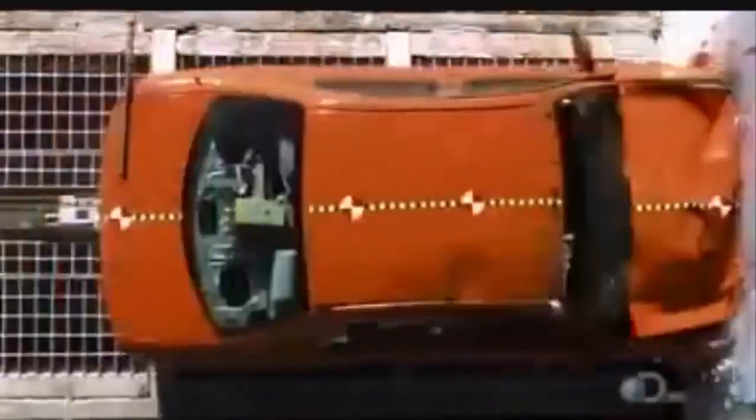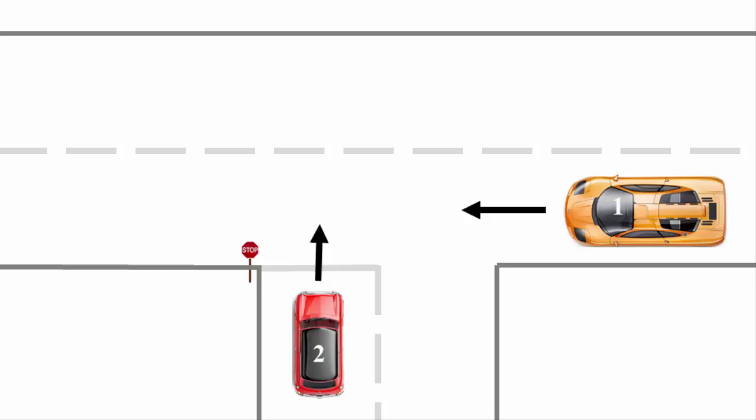So far, we've looked at examples of collisions in one dimension. In this video, we will look at an example of a collision in two-dimensional space. Consider the following scenario where we have two cars.